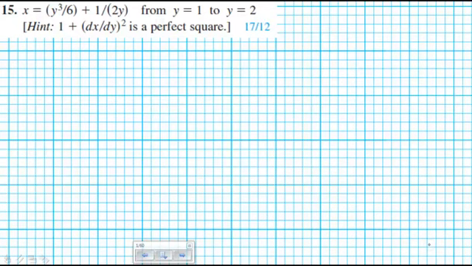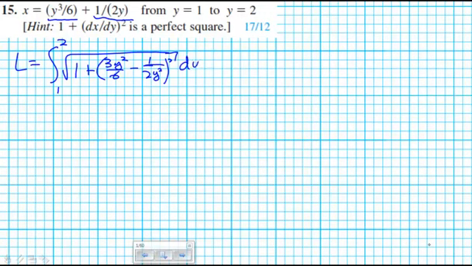So here's problem number 15. We are going to do this with respect to y. So as y varies from 1 to 2, of the square root of 1 plus the derivative of y cubed over 6 with respect to y, which is going to be 3y squared over 6. And then the derivative of this with respect to y is going to be negative 1 half, negative 1 over y squared.